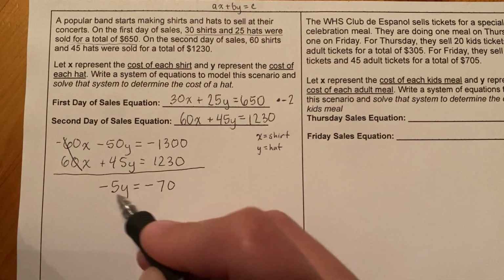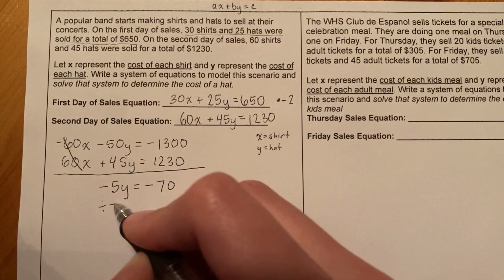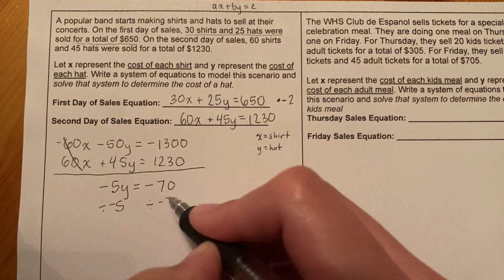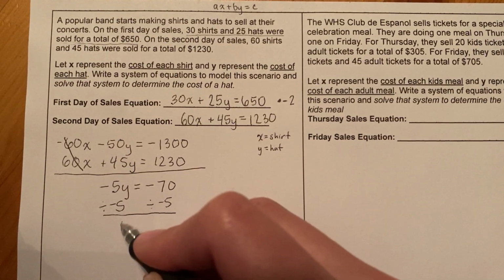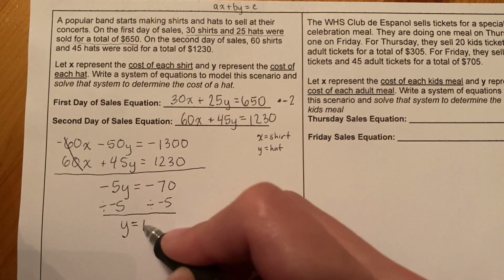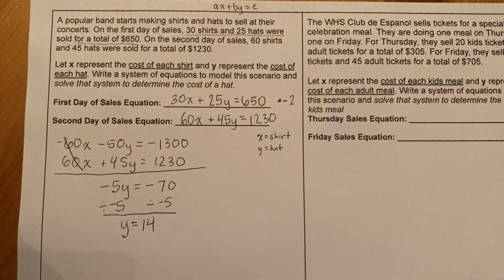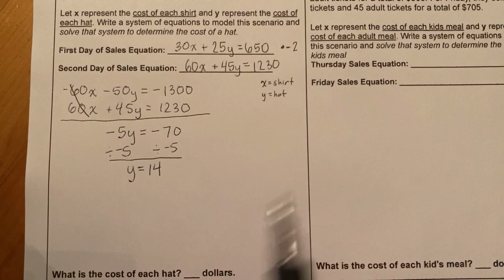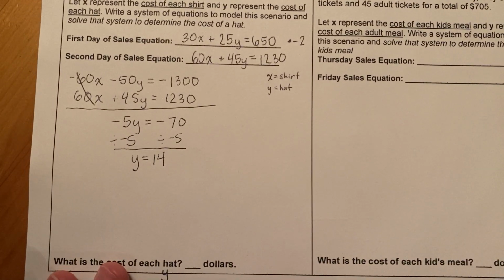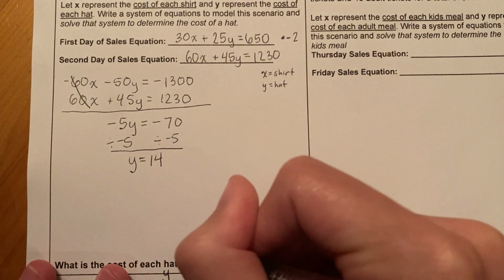Now I'm going to solve. Y is being multiplied by -5. I'm going to divide by -5. Okay, I get y equals 14. Now, I only wanted y. So I'm done. It's $14.